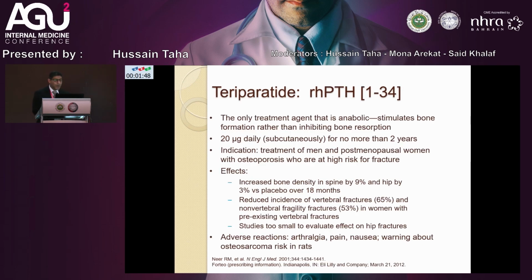Synthetic teriparatide is an anabolic synthetic parathyroid hormone. It is a powerful hormone. It is given in a pulsatile manner of 20 micrograms. It is the only anabolic bone-forming treatment for osteoporosis. It is given only for 2 years. Beyond that, we don't have data, and there is increased chance of osteosarcoma.